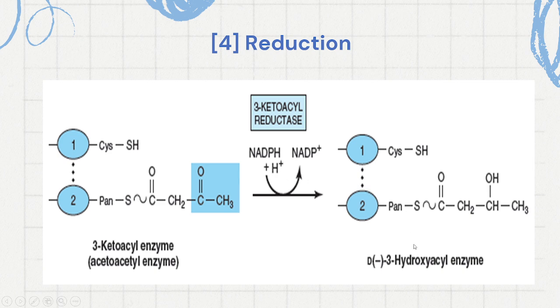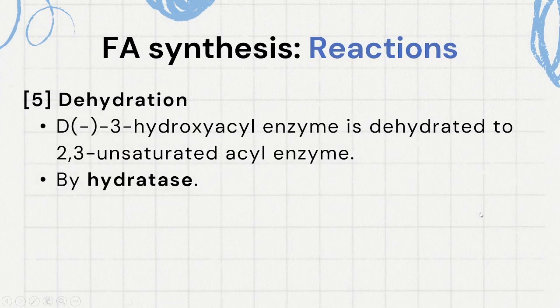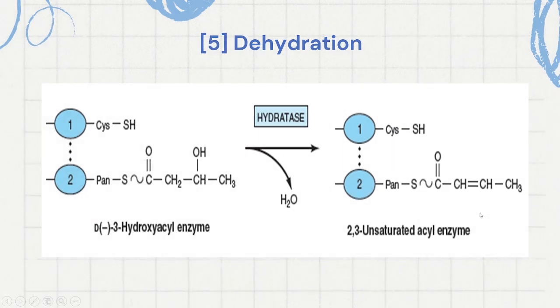The fourth reaction is reduction by 3-ketoacyl reductase, and NADPH is used as a reductant. And as you can see here, we have our product, the 3-hydroxyacyl enzyme.